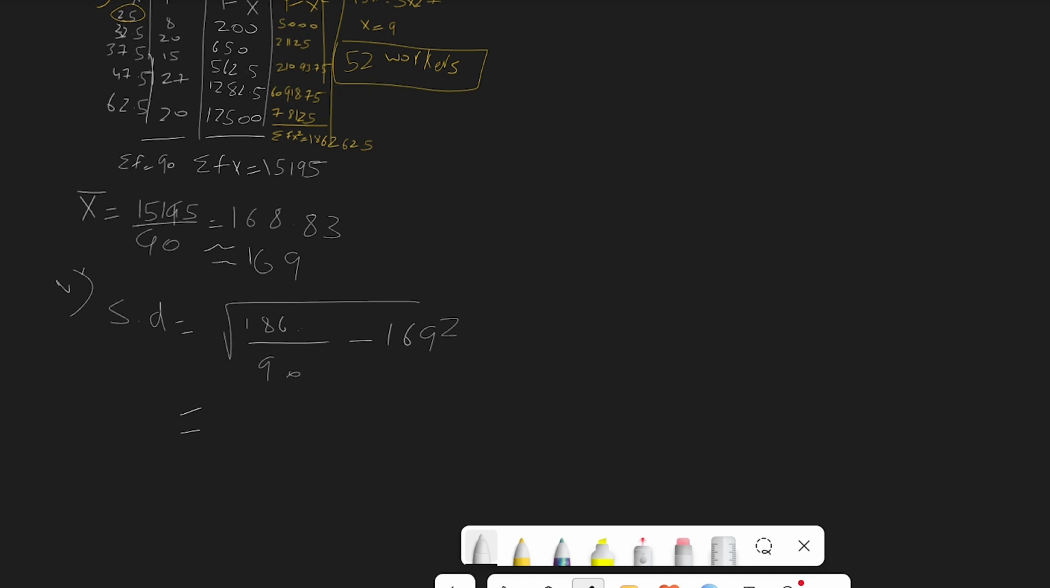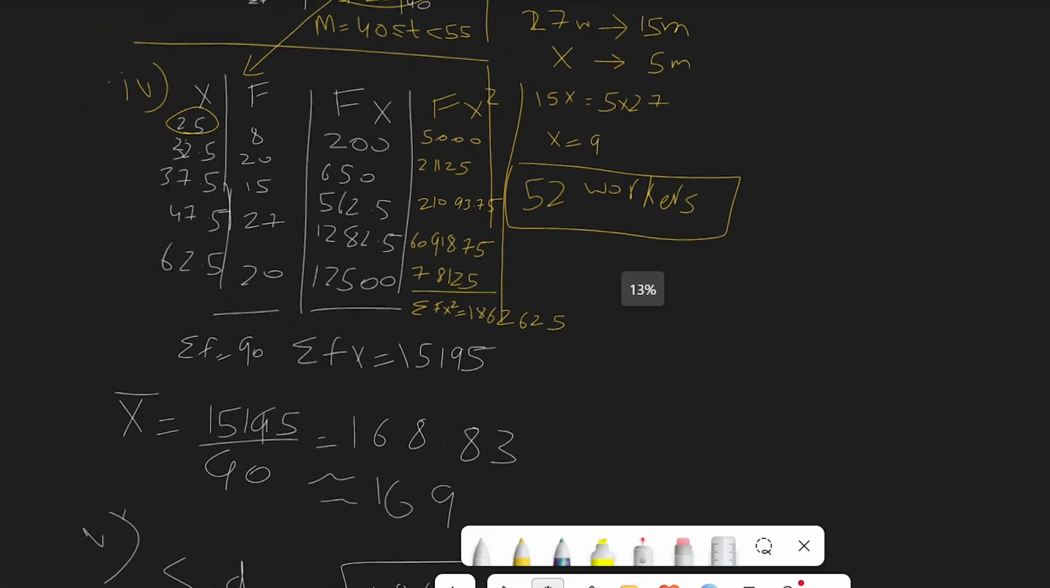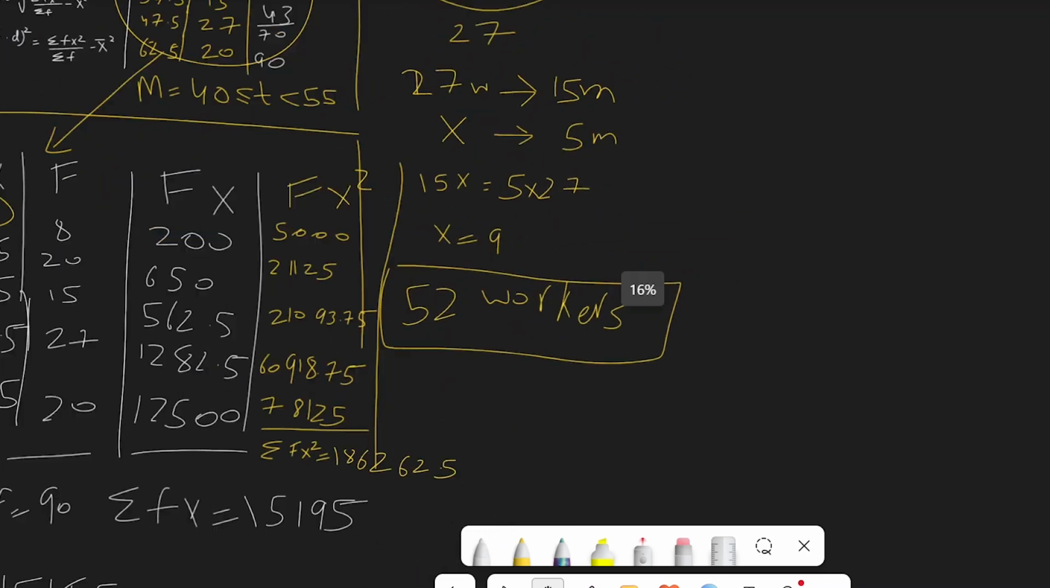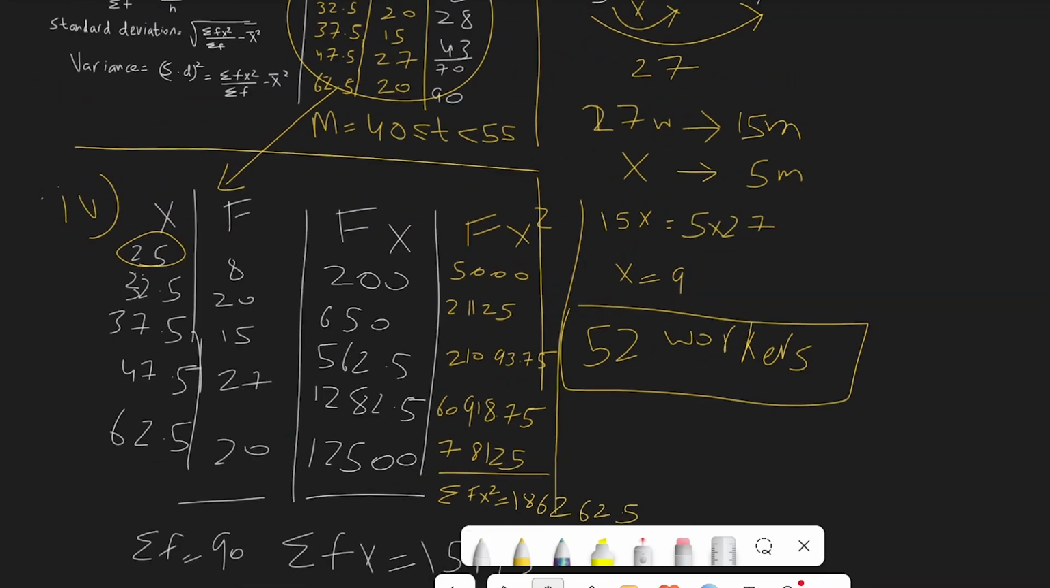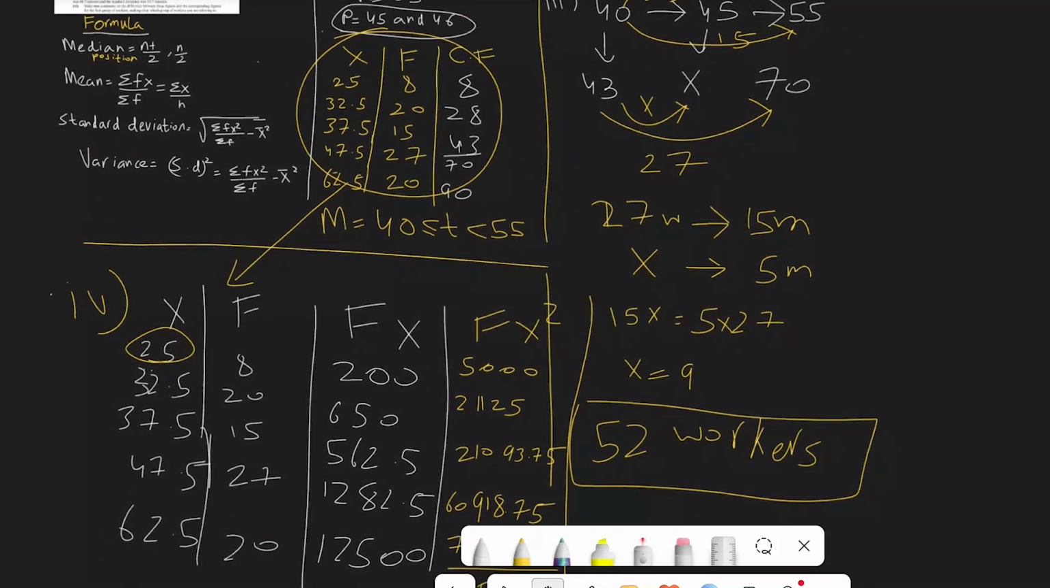Okay, so 18662.5 over 90 minus 169 squared. Oops, that came out as a negative answer. Let me see what mistake we made over here, because it would most probably be a calculation mistake. Okay, so first let's see the mean. I think there would be a mistake in the mean.